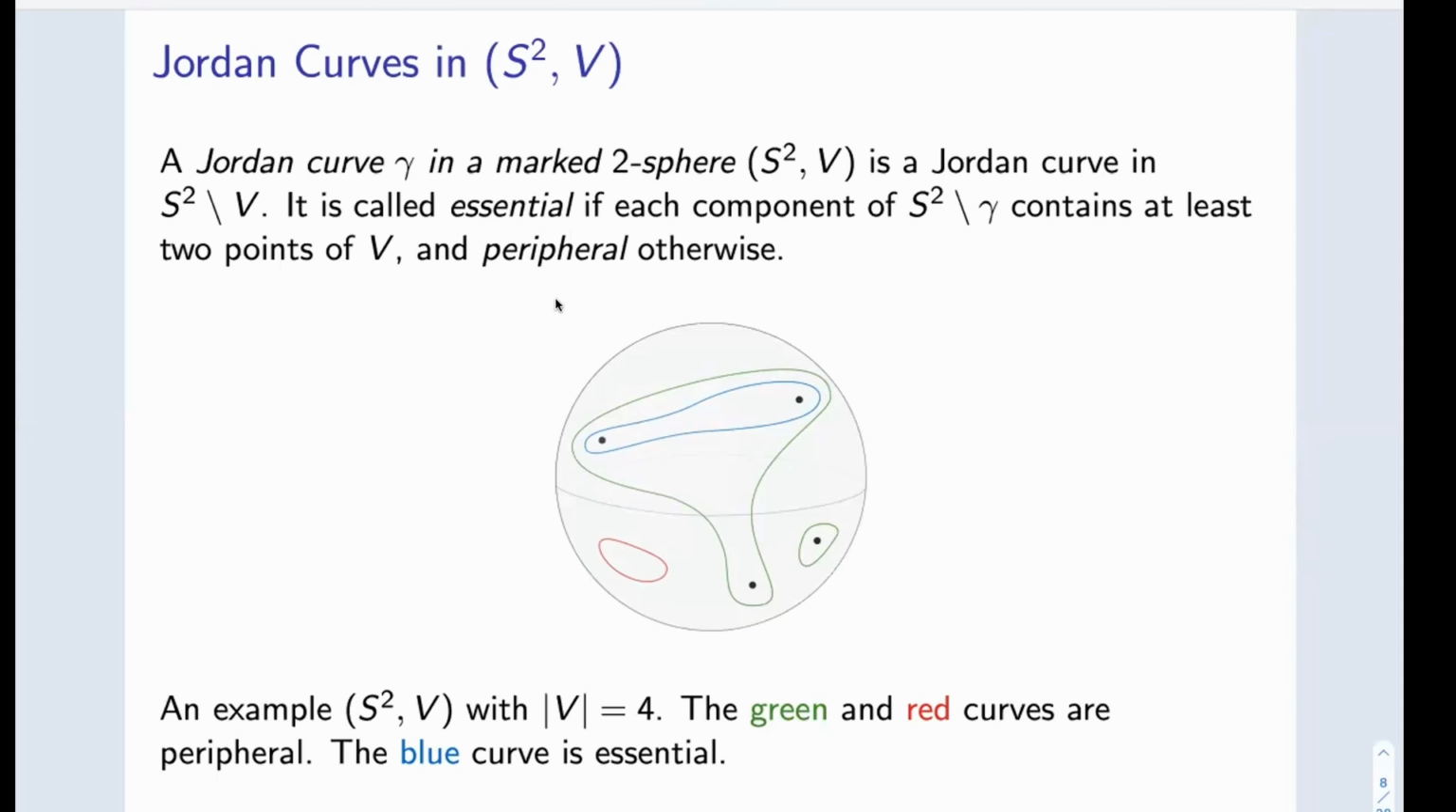So I have some nice color coordination here. But as you can see, this blue curve goes around 2 points in our marked set. So this is going to be essential. And then this green curve here, well, depending on your point of view, it goes around either 3 points in my marked set or 1 point in my marked set. But in either case, it's going to be peripheral. Okay, and we're going to treat a null homotopic curve in S2 minus V to also be a peripheral curve, right? So something that encloses, depending on your point of view, no points or 4 points.